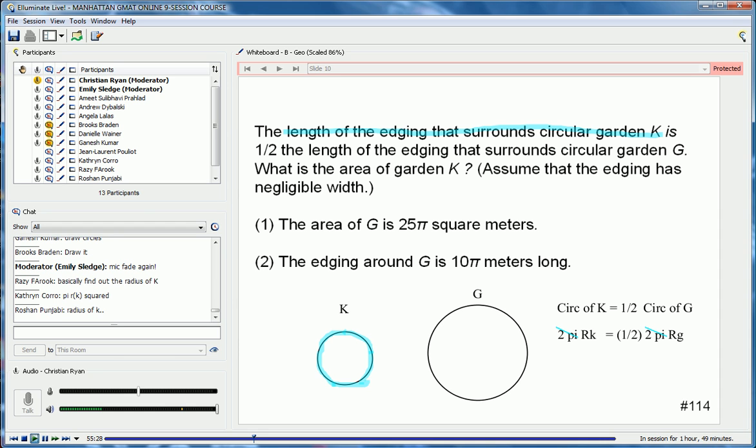Yep, we're asked for the area of garden K, which is a circle. And since that's pi times the radius of K squared, what we're really asked for exactly is the radius of K. And Danielle's got it nailed. Because of this relationship here, since RK is half of RG, the true rephrasing when you incorporate the given information is what is the radius of G.